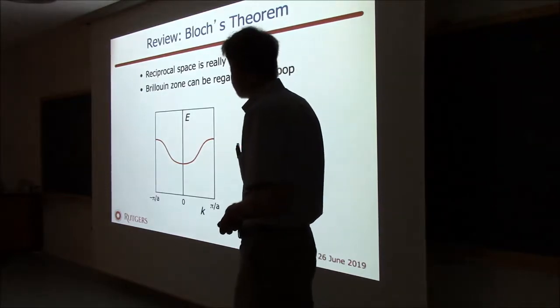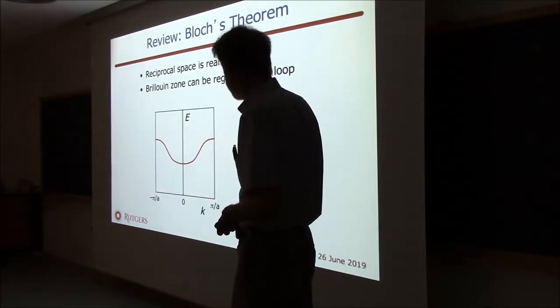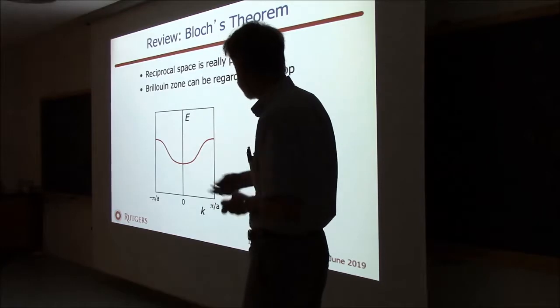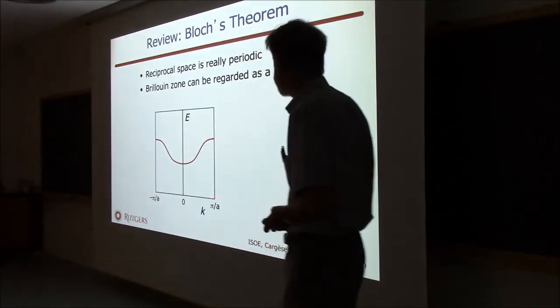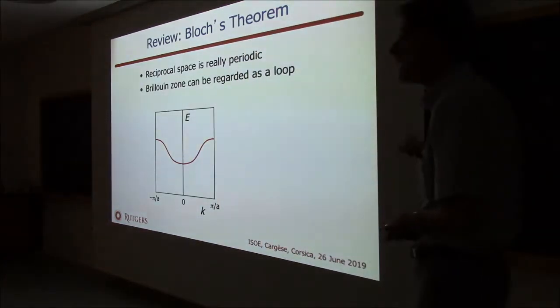Now, for either the Bloch function or the cell periodic function, I can think of its energy. It's usually drawn this way. This is the one-dimensional Brillouin zone for a crystal of lattice constant a, so the Brillouin zone runs from minus pi over a to pi over a, and you have some energy band.